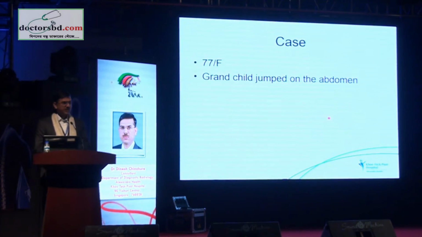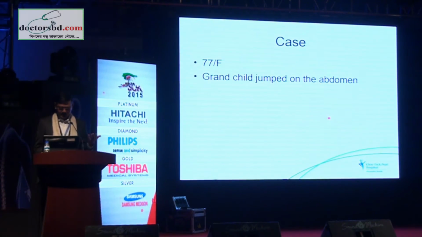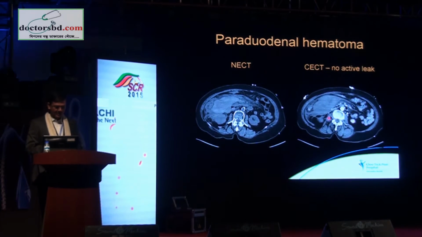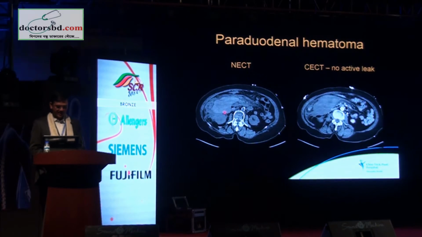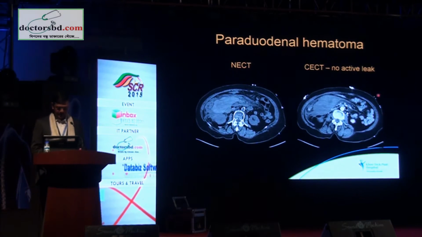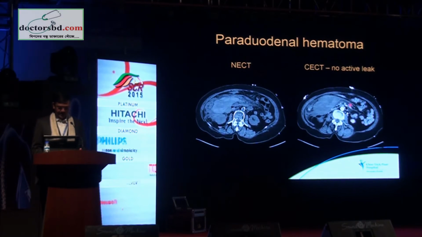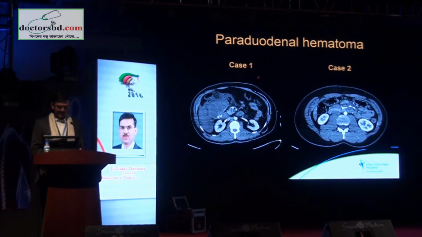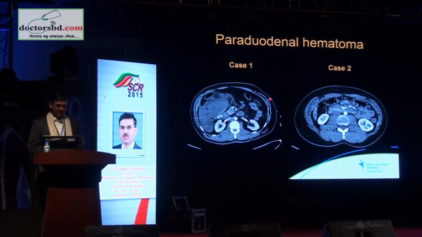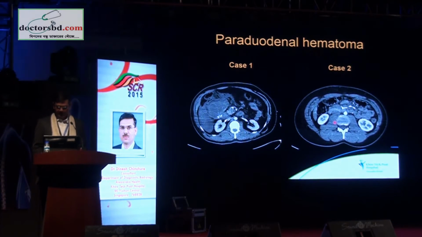This elderly lady was playing with her grandchild, and the grandchild was jumping on her abdomen. Maybe she was on some anticoagulants, and now when she came with pain abdomen, she had a plain CT scan. It showed again a hematoma, huge hematoma, especially around the duodenum. On contrast images, there was no leak. Again, managed conservatively. Another couple of cases of paraduodenal hematoma. You can see that this is the injury with the active leak, surgically managed along with the IR colleagues. Another case, again periduodenal hematoma, conservatively managed in this case.